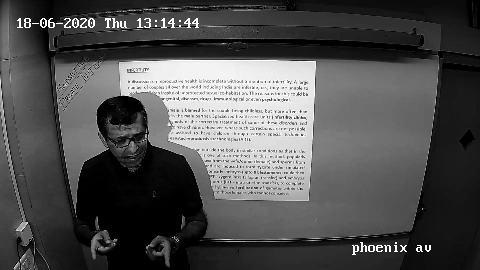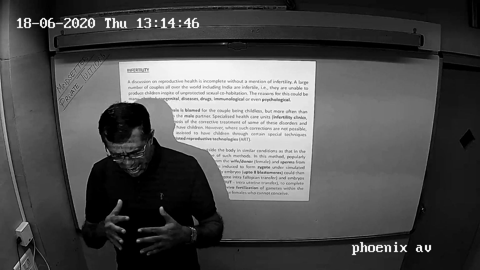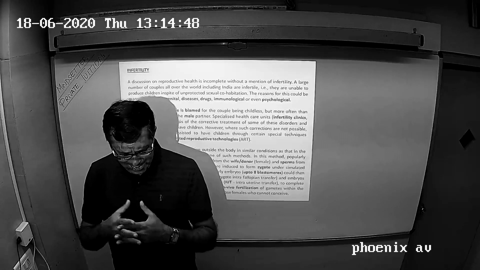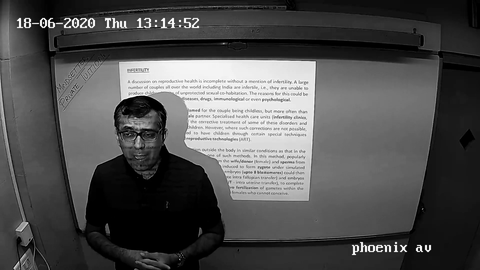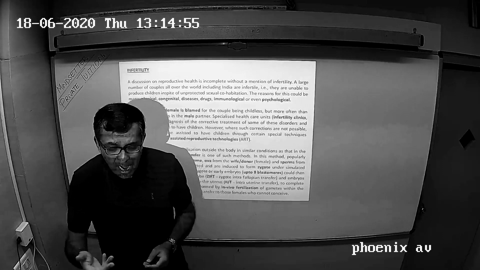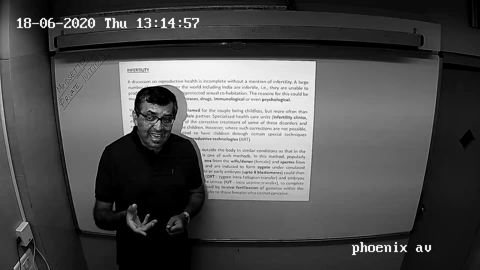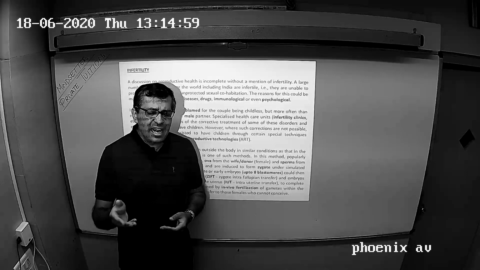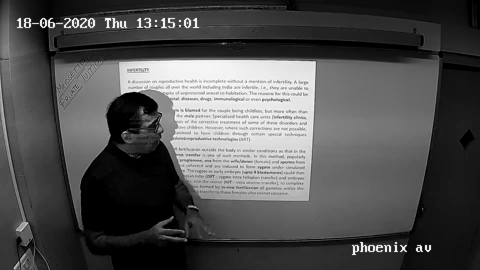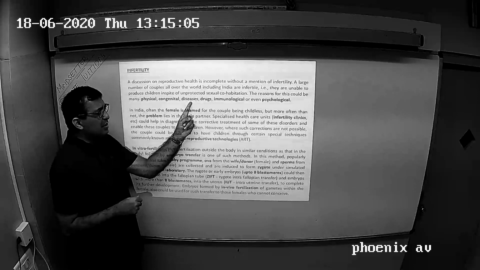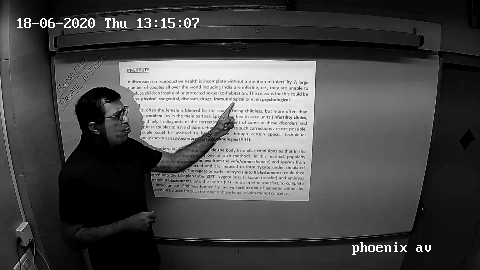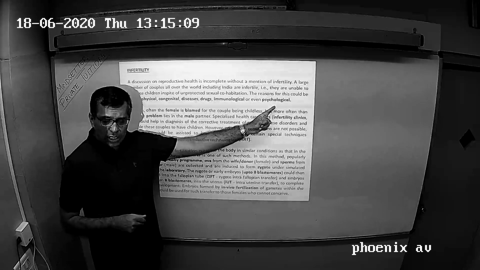But suppose the other way around, a couple is trying to have a child and the lady is not conceiving, she is not becoming pregnant, then you try to find out what are the reasons for this. Why is the lady not becoming pregnant? You could have a host of reasons: physical, congenital diseases, drugs, immunological, or even psychological.